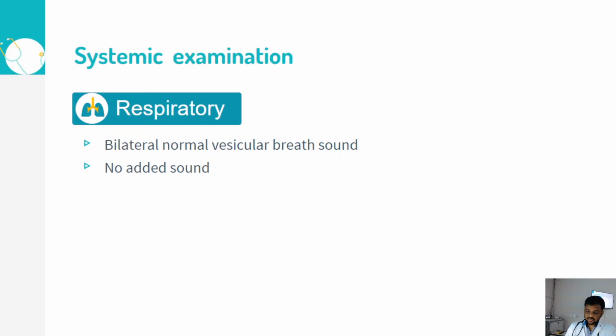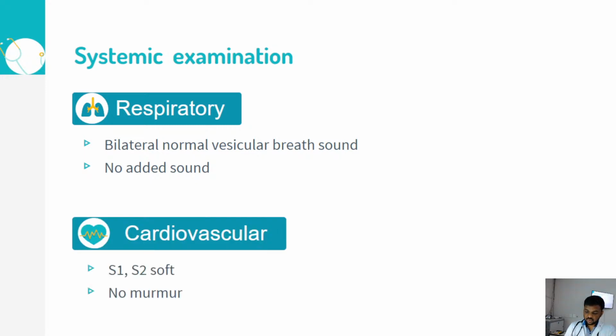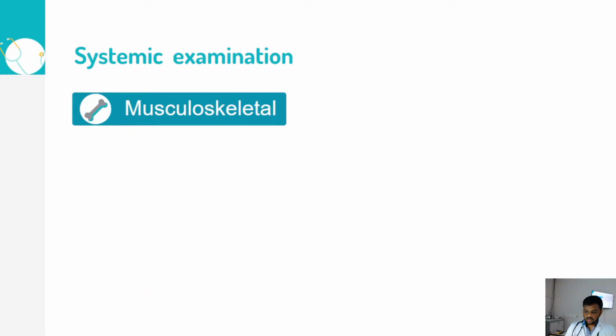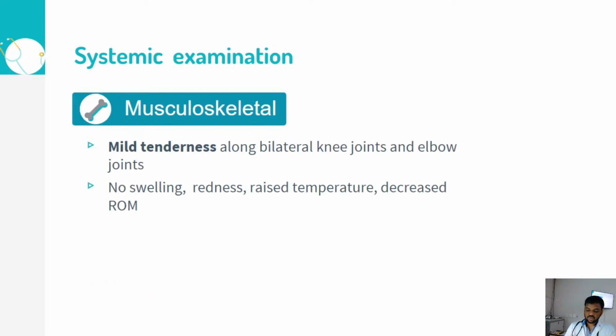Respiratory system as well as cardiovascular system on clinical examination were all within normal limits. On musculoskeletal examination, there was mild tenderness along the bilateral knee joints as well as elbow joints, but there was no swelling, redness, raised temperature, or decreased range of motion, suggestive likely of arthralgia, not arthritis.